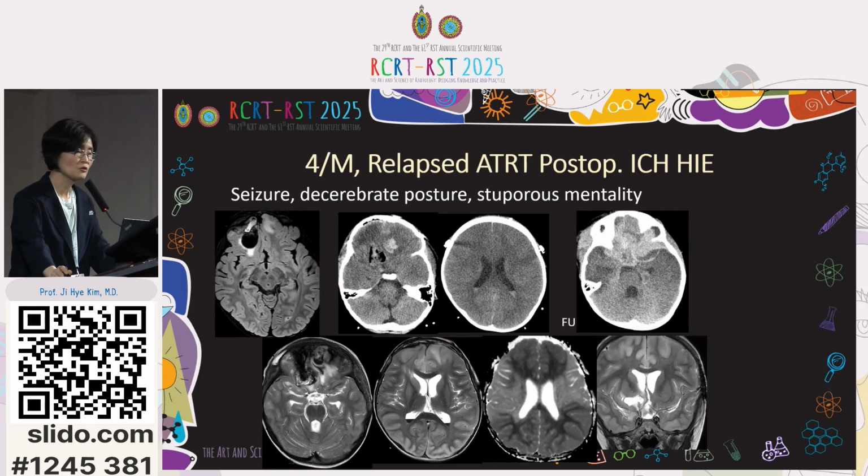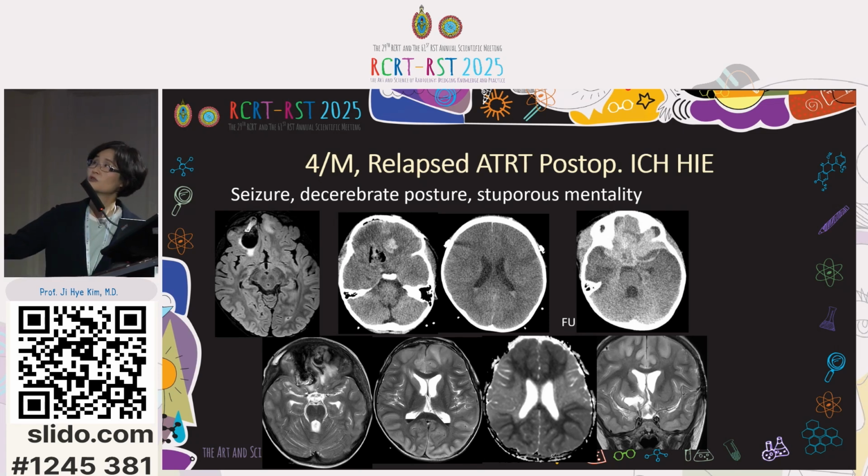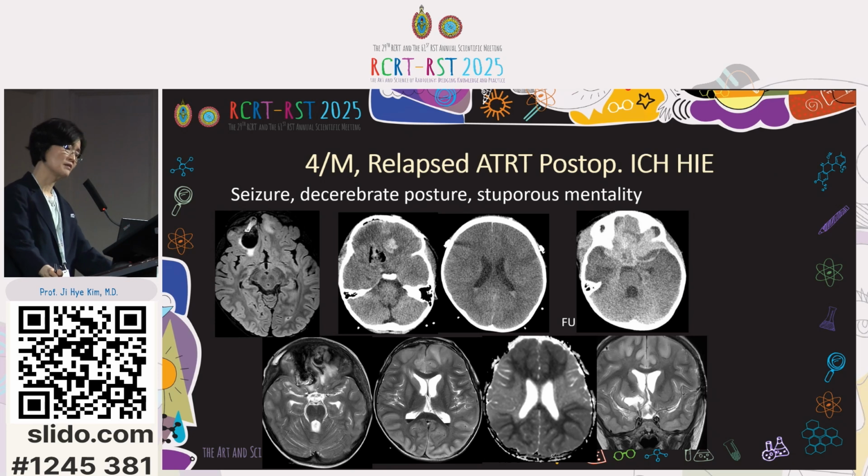In this patient with a relapsed ATRT, we can see the tumor bleeding here at the surgical defect. So hematoma evacuation was performed, but another bleeding occurred even in the ventricles. This hemorrhage caused vascular spasm, resulting in massive hypoxic-ischemic encephalopathy. So uncontrolled bleeding continued, and extensive brain edema occurred.